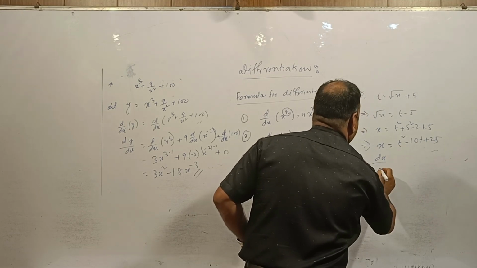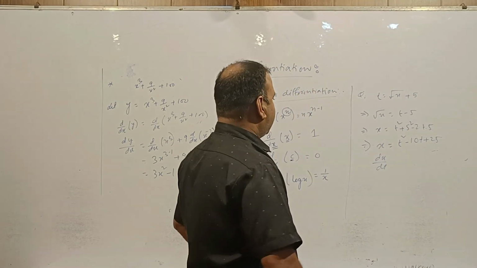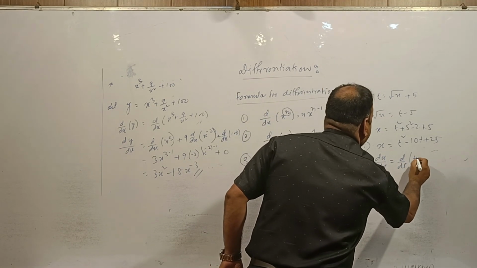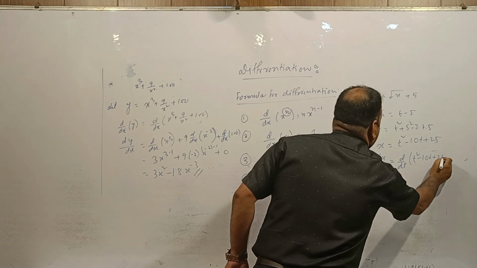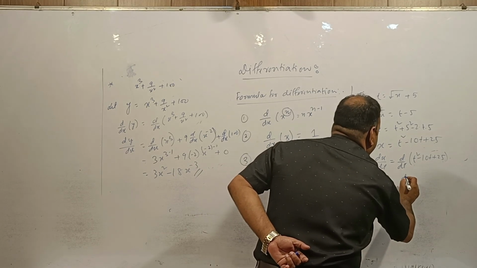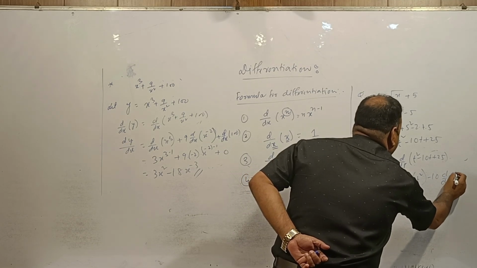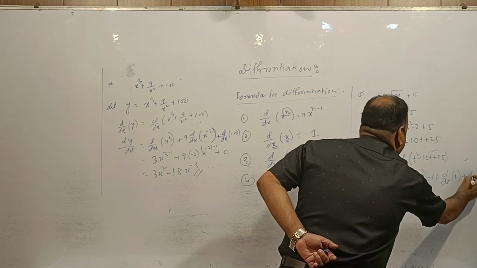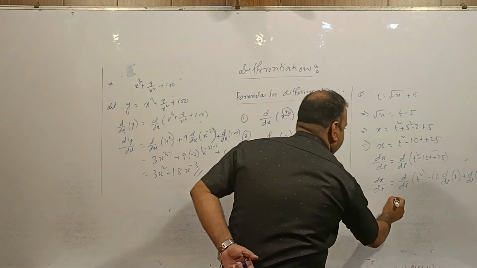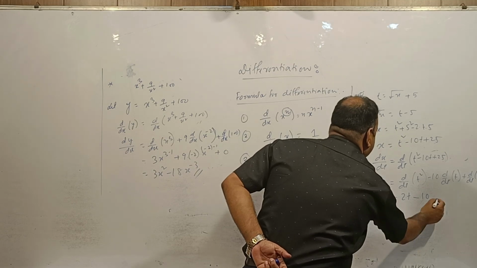So dx by dt, you can see on the right side it is given all the time in terms of the variable t. So that is why dx by dt. Here also d by dt of t square minus 10t plus 25. So dx by dt is equal to d by dt of t square, minus 10 as a constant will come along with t, plus d by dt of 25. So you can write 2t plus minus 10, and it will be 0. So the answer is this one.